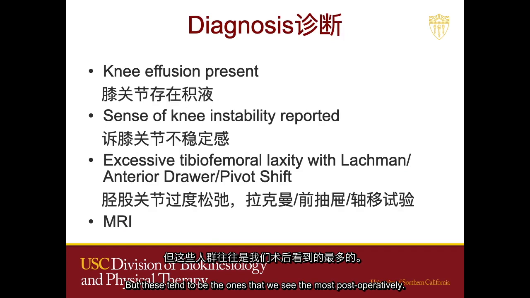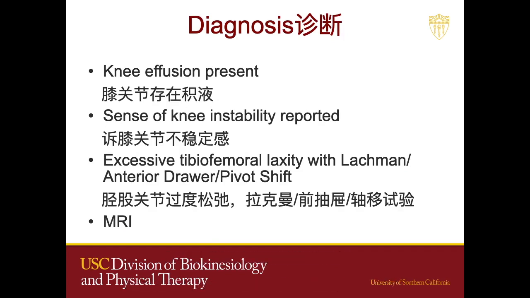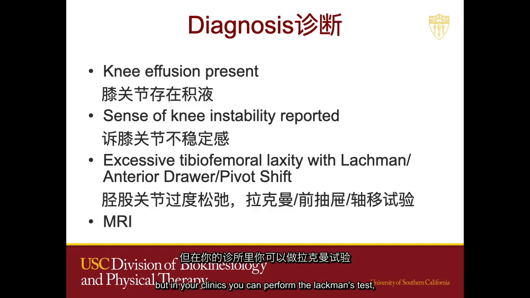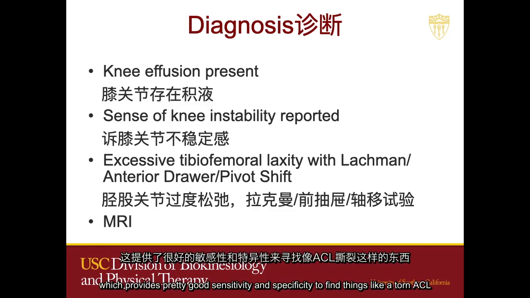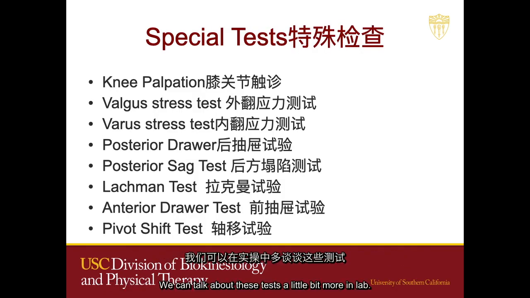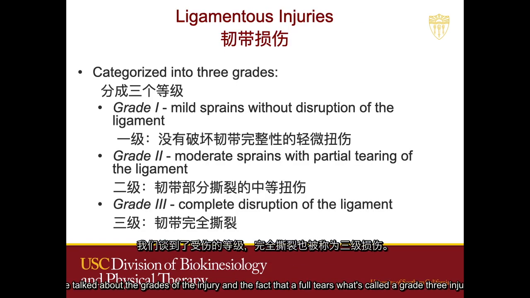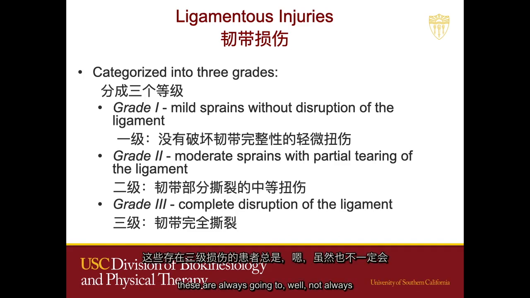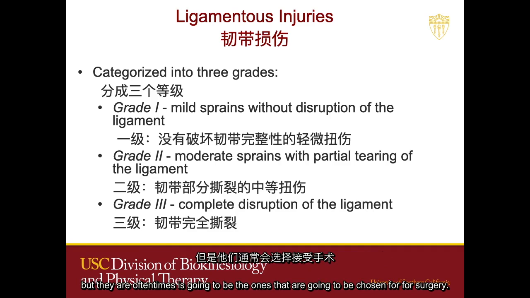For diagnosis, the gold standard is obviously MRI, but in your clinics, you can perform the Lachman's test, which provides pretty good sensitivity and specificity to find things like a torn ACL. Again, we can talk about these tests a little bit more in lab. We talked about the grades of the injury and the fact that a full tear is what's called a grade 3 injury. These are not always, but oftentimes going to be the ones that are chosen for surgery.